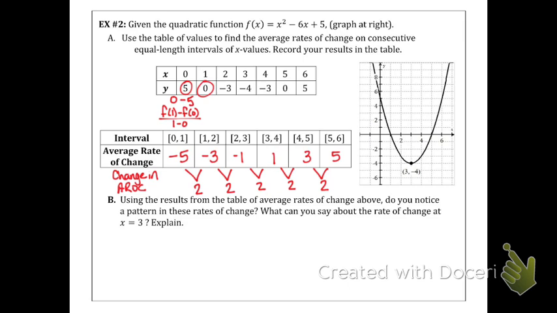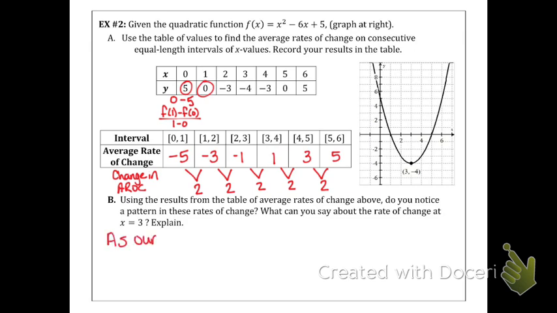So it says, using the results from the table of average rates of change, do you notice a pattern in these rates of change? And so that's what we just did there. So we looked and we saw that the change in the average rates of change were each increasing by 2. What can you say about the rate of change at x equals 3 and explain? All right, so as our intervals move to the right, the rates increase by a factor of 2. So that's going to answer the first part there.